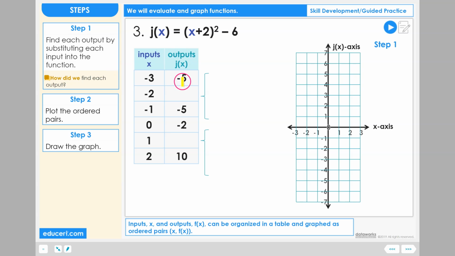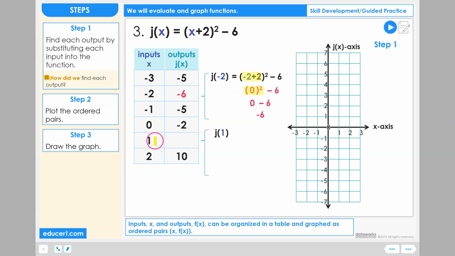Our input-output table has a couple of inputs and the resulting outputs already in the table. Let's complete the table by beginning with the input -2 in the function j. j at the input -2 equals the expression -2 plus 2 squared minus 6. -2 plus 2 equals 0. 0 squared equals 0. And 0 minus 6 equals -6. So for the input -2, the output for function j is -6.